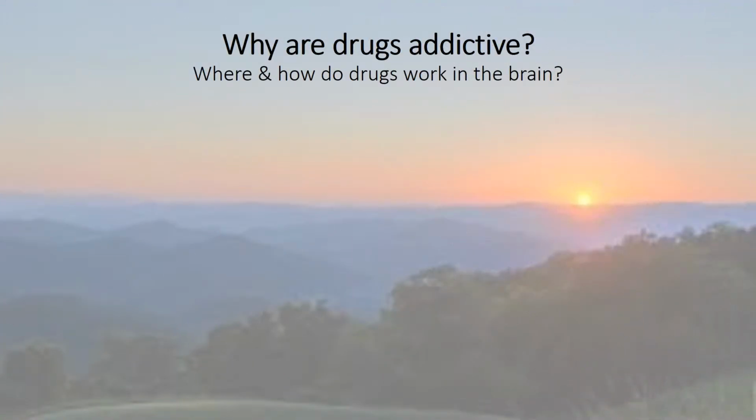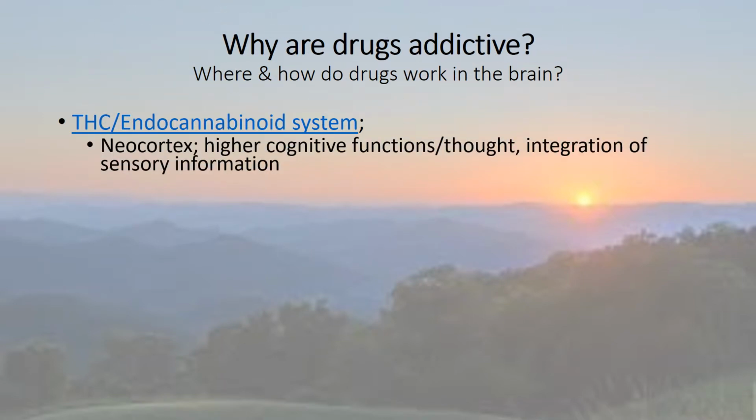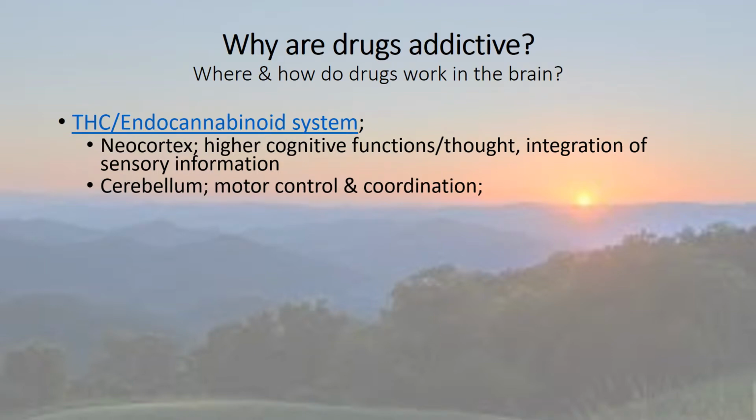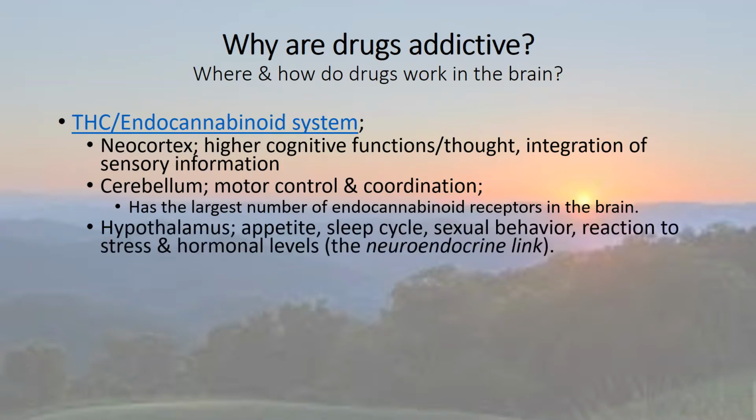Cannabinoid system. And the neocortex, the higher cognitive functions of thought, integration of sensory and information. In the cerebellum, it's involved with motor control and coordination. This is where the largest number of endocannabinoid receptors are located in the brain. There are also receptors in the hypothalamus, where it's involved with regulation of appetite, sleep cycle, sexual behavior, reaction to stress, and hormonal levels, the neuroendocrine link. The basal ganglia THC receptors are involved in motor control and coordination.